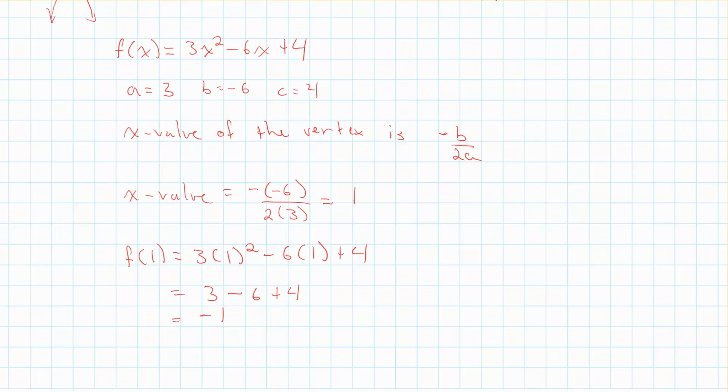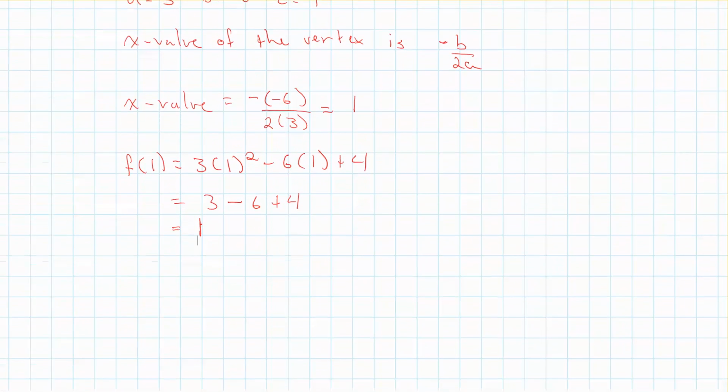I paused the video there for a second because I was getting myself confused, and clearly I can't do arithmetic is why I was getting myself confused. 3 minus 6 plus 4 is not minus 1, it's of course plus 1, which is good because then what we have here is that the standard form would be f of x, a is 3, and then my vertex is 1, 1, so it would be 3 times x minus 1 quantity squared plus 1, which is exactly what we got when we did the completing the square portion.